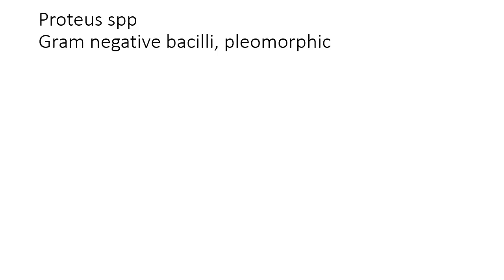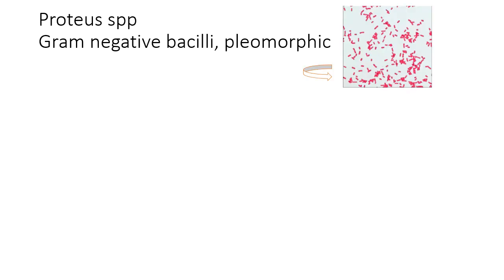So what is Proteus? Again, it's part of the big family Enterobacteriaceae. These are again gram-negative bacilli, but they are pleomorphic, which means that they can sometimes be present in the form of short rods. Sometimes they are longer rods. Sometimes they are similar to cocci, so they are cocobacilli.